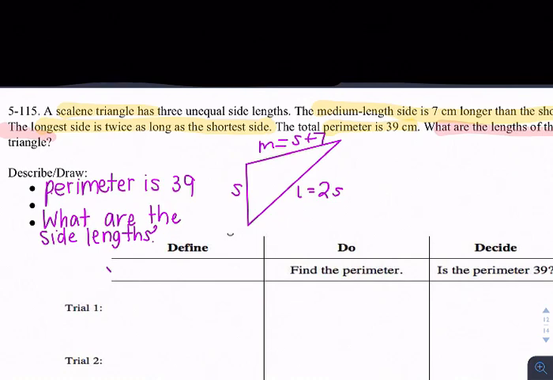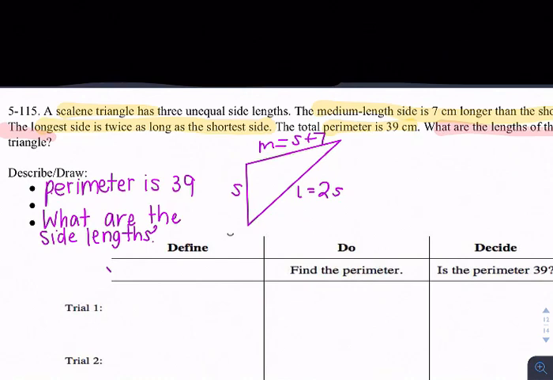And then sometimes you just need to explain it in words, but you need the most important information. Often word problems will give you filler information, things that you don't really need to know to solve the problem. So this is the first step in figuring out what exactly you need to know and what is not important. My important information is all in my describe and draw section. Everything I need to know is in there.